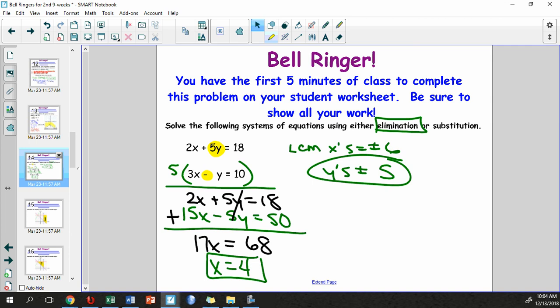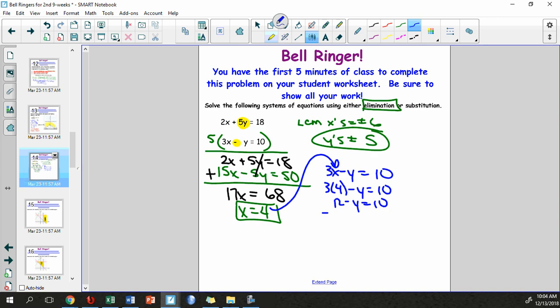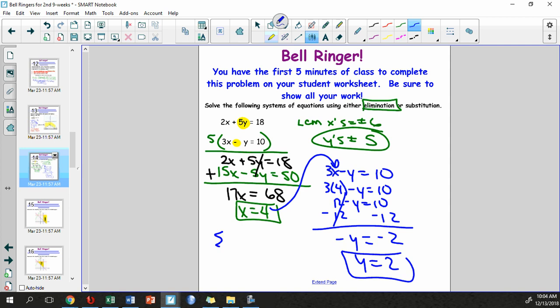So now all I'm going to do is choose one of the equations, and I'm going to choose the bottom equation. And I'm going to plug and chug what I know. 3 times 4 minus y is equal to 10. 12 minus y is equal to 10. Subtract the 12. Negative y is equal to -2, so y is equal to +2. So my point of intersection is 4, 2.